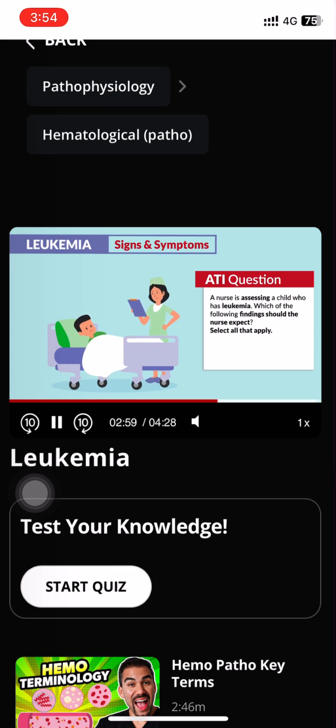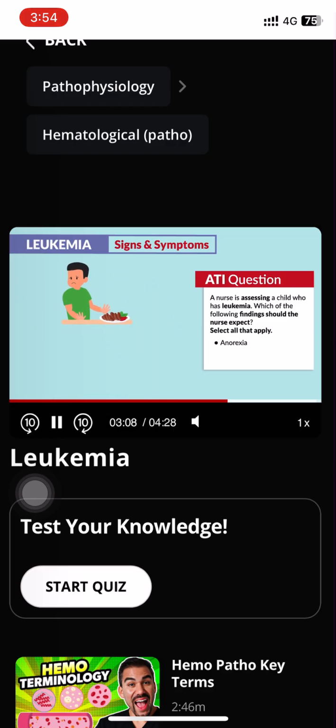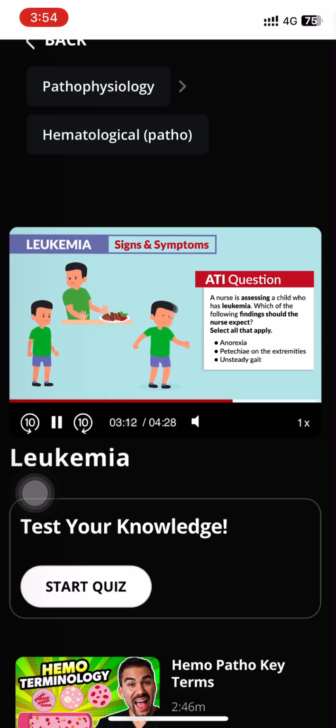Now, a second question. A nurse is assessing a child who has leukemia. Which of the following findings should the nurse expect? Select all that apply. So we have anorexia, petechiae on the extremities, and even an unsteady gait.